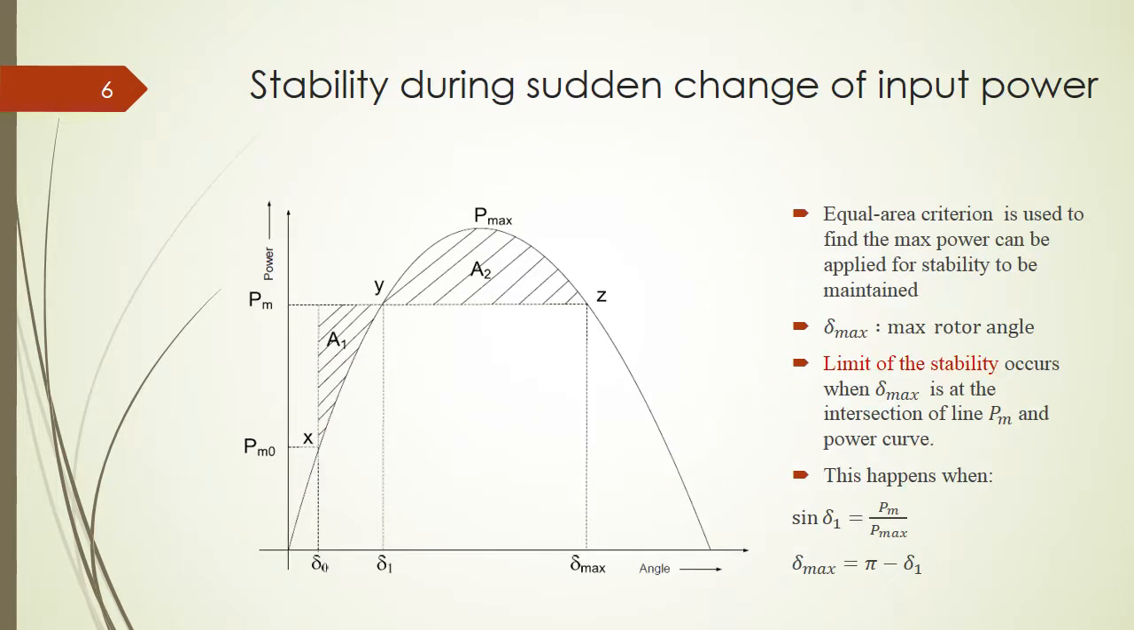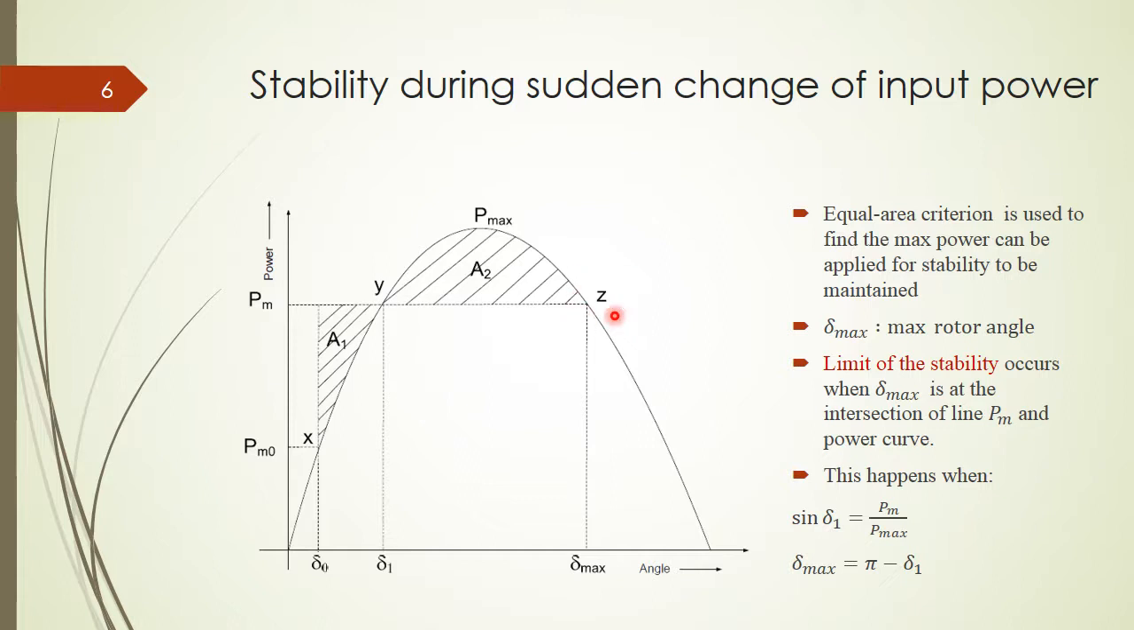So we know that when we increase the input power from the mechanical side suddenly to PM1, for example, then the rotor will start to move from position X to Y, and then continue to go to Z. If Z is not the balanced position, then it will swing back and oscillate back and forth around Y. During the oscillation, the equal area criterion says that A1 and A2 will be the same because the energy loss will be equal to the energy gain.